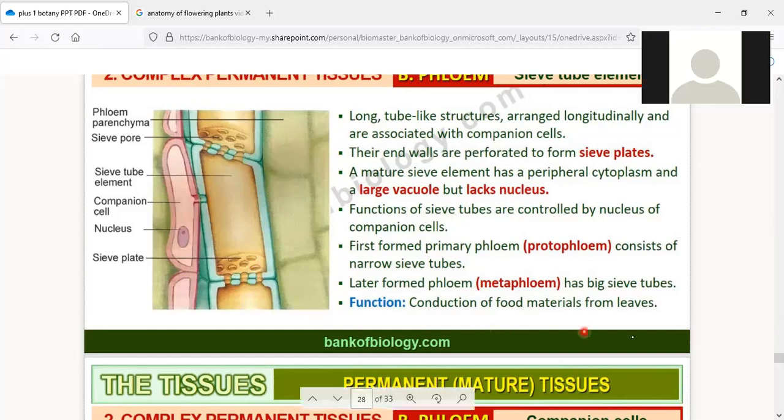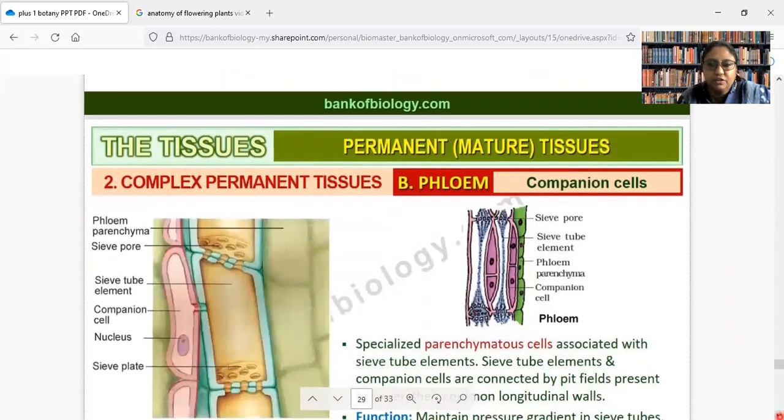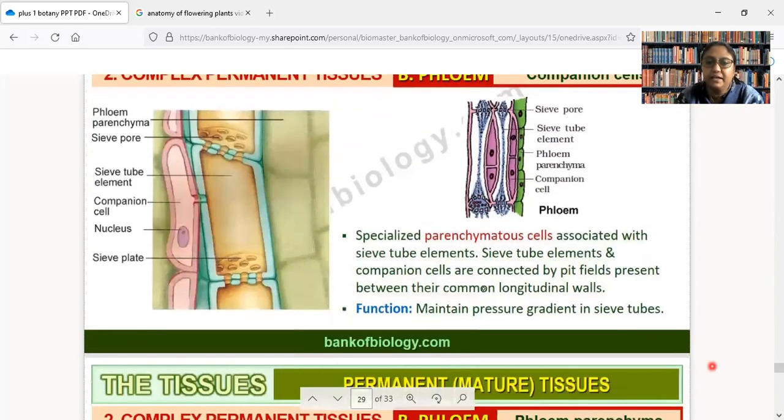Let us move ahead and look into the structure of companion cells. A companion cell is nothing but a specialized type of parenchyma cell. It is connected to the sieve tube via a pit. You can see this is the pit through which the companion cell and sieve tube are connected.